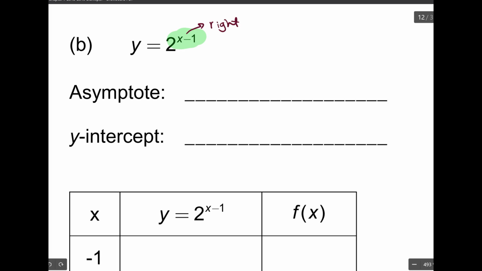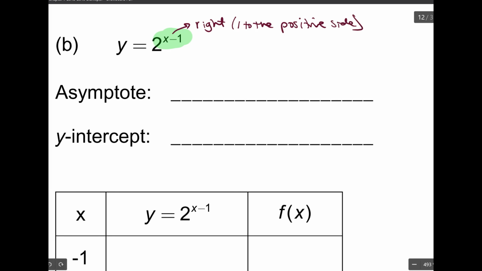Positive by 1. So 1 to the positive side. What I'm going to be doing is taking my whole graph and shifting it over to the right by 1 unit. That's it. Did my asymptote change, or where would this be? The x-axis again, because I don't have a vertical shift. I'm not moving it up or down, so it's just going to be at the x-axis. So it's y equals 0.